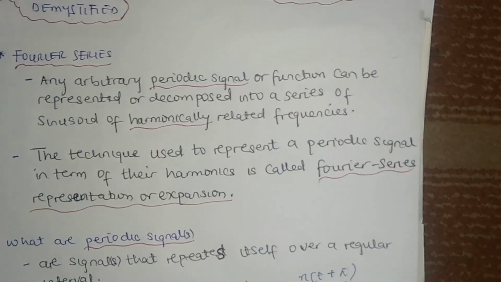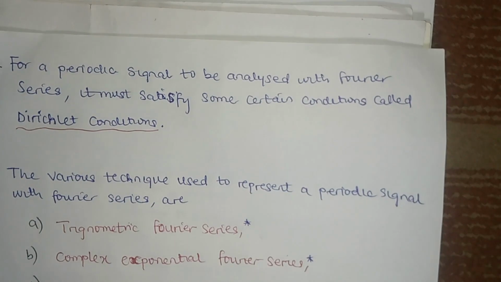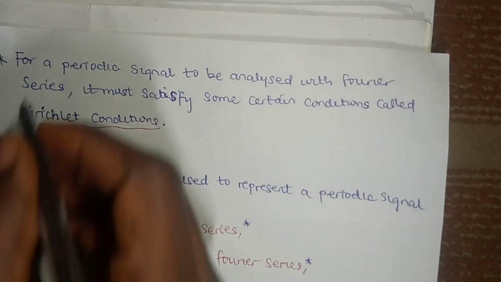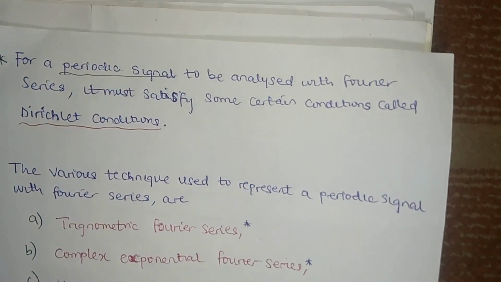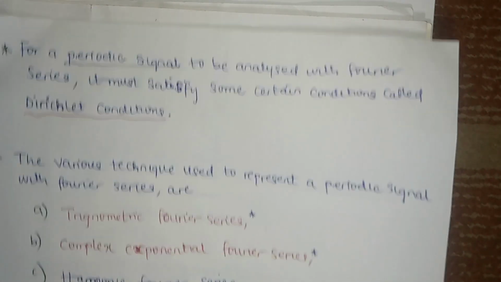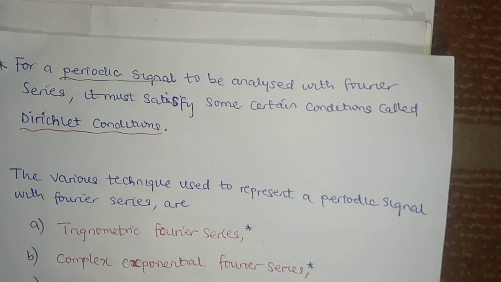Now, here's another concept we need to look at under Fourier series. For a periodic signal to be analyzed with Fourier series, it must satisfy certain conditions, which we call the Dirichlet conditions. I'm going to be discussing the Dirichlet conditions in the next video. There are 3 conditions, very simple. You can memorize them in short. Those are the 3 conditions.